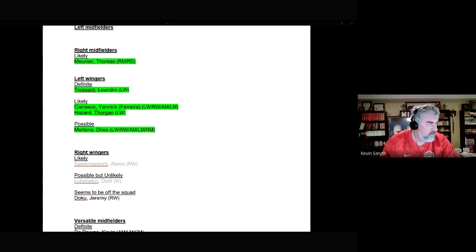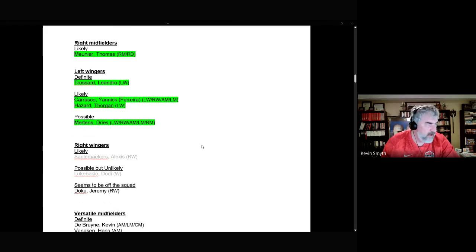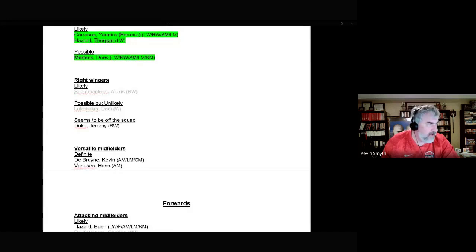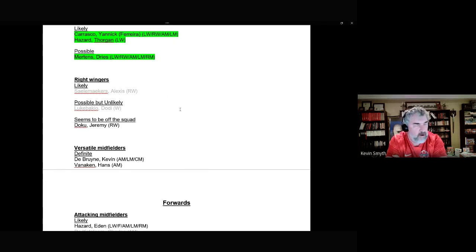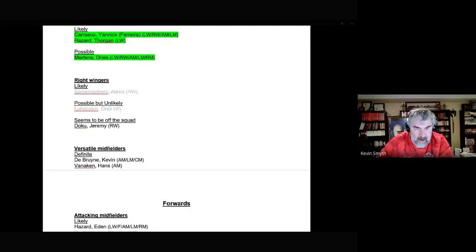Okay, let's move on to the right side of the field, the right wingers. And here we have likely candidate Alex Saelemaekers and possible but unlikely candidate Dodi Lukebakio, and a player who seems to be off the squad, Jeremy Doku. And we were actually a bit baffled by that because he had played well, or we thought he had played well in the Euro Cup, but that was his last appearance for the team.